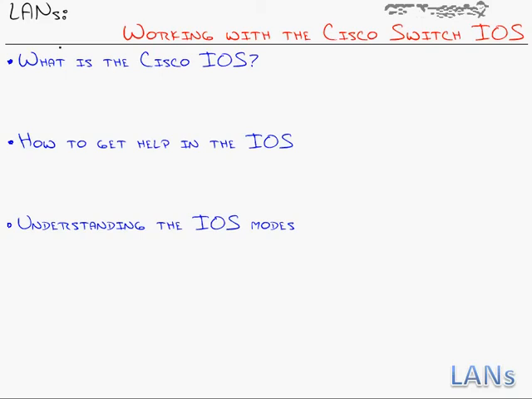The last one we talked about was the iOS modes. It all starts from user mode, you move into privilege mode, then global config, then you can either start your config there or jump into one of the other of hundreds of configuration modes and fully set up your Cisco device.